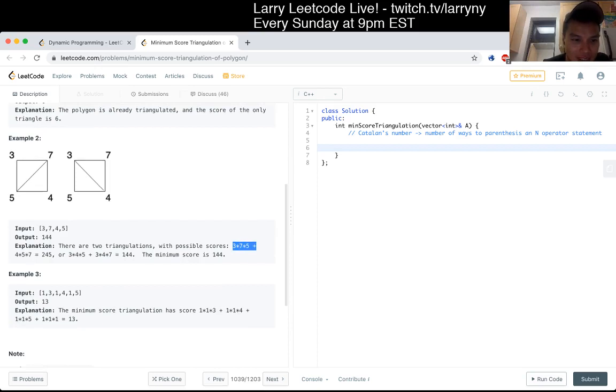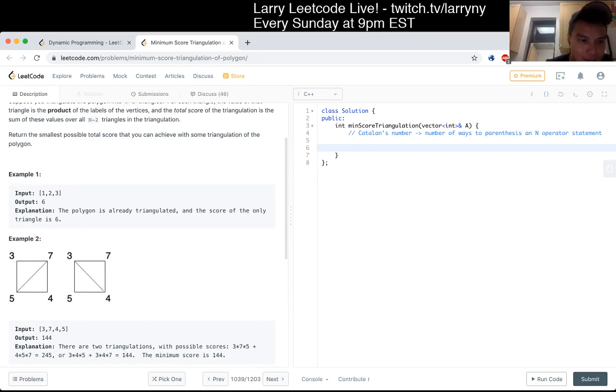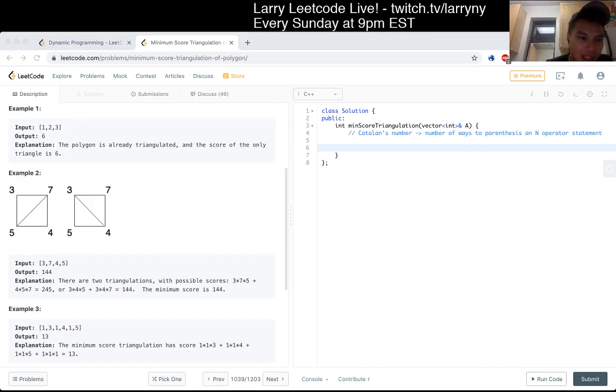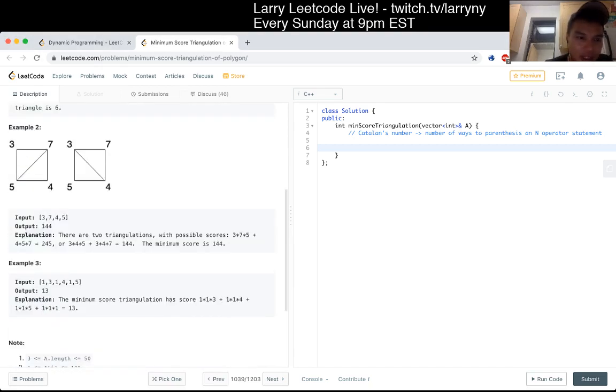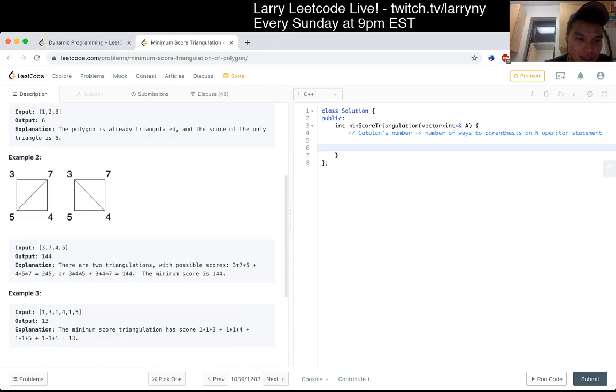Okay, let's see. So there are two triangulations, 375 and. Okay. A lot of it, at least for me right now, is trying to figure out a good way to represent this, and what it means to draw a line from 7 to 5. That means 4 is the vertex that is, kind of similar to popping balloons, being popped, if you will.